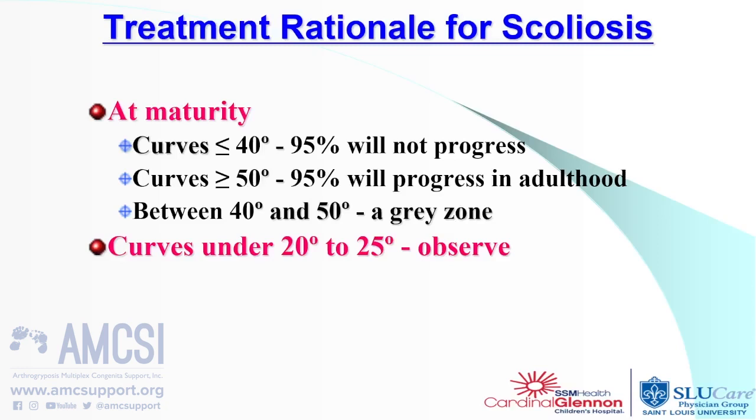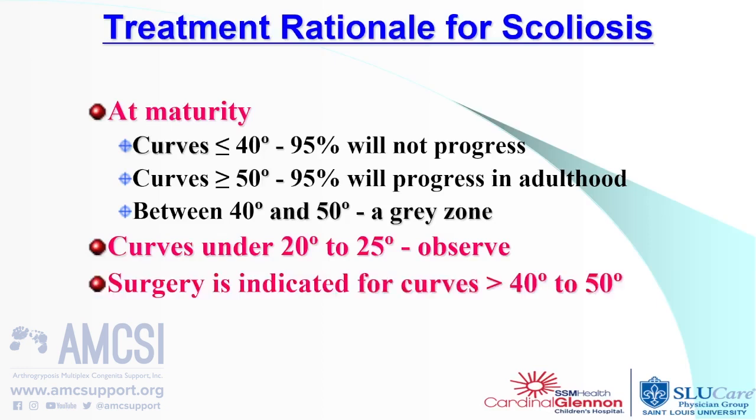Now, what about smaller curves? Well, curves under 20 or 25 degrees, we really just kind of watch those. We don't worry about doing any kind of casting or bracing until it's at least 20 degrees. And then depending upon the age of the child, maybe 20, maybe 25 degrees for treating it. And from what we were talking about before, the size of the curve at maturity, surgery is indicated somewhere between a curve over 40 degrees to a curve over 50 degrees.